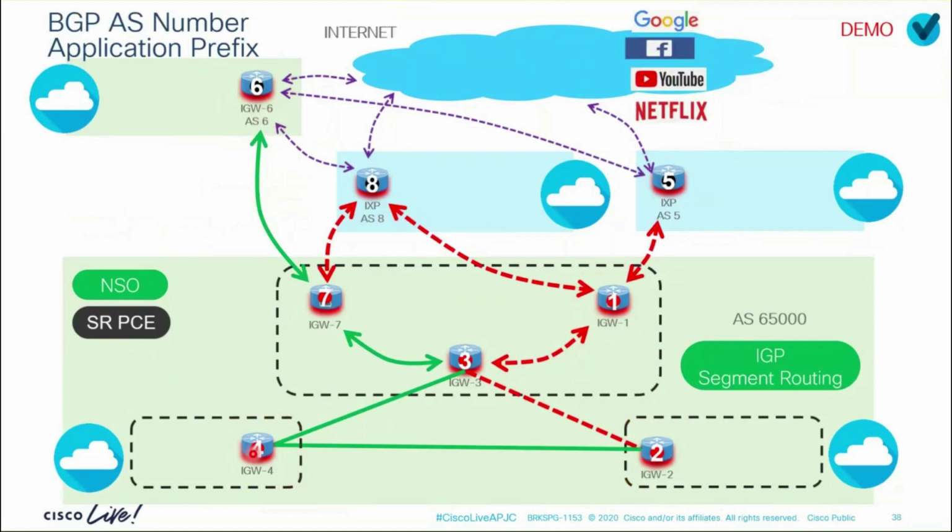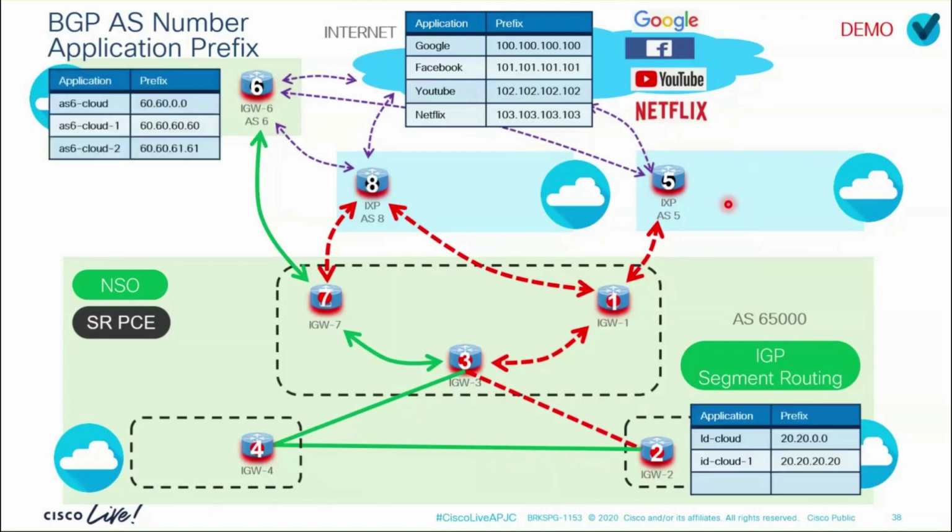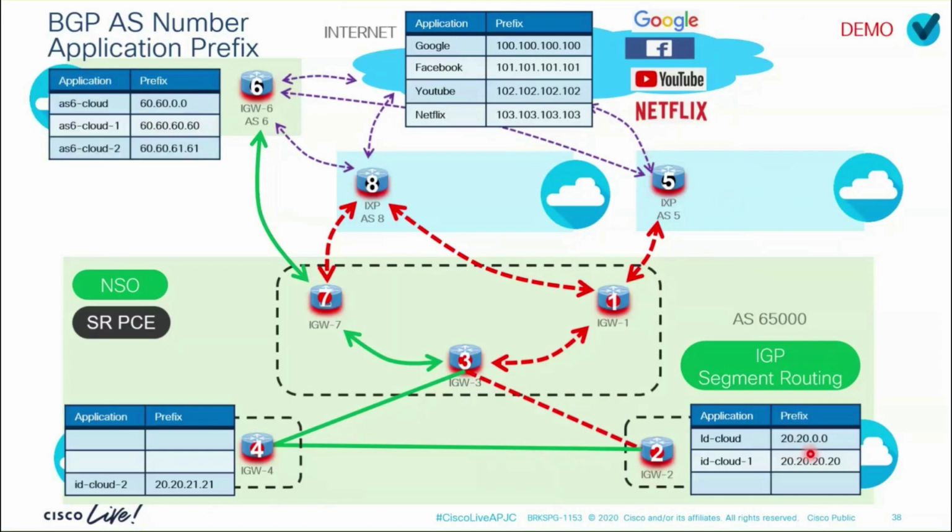I will use the dummy prefix here. I set the Google prefix to use 100, Facebook 101, and so forth. It's actually advertised by router 5 as the internet gateway internet router here, and for the customer prefix it will be advertised by router 2 or 4 with this prefix, and router 6 with this prefix 60. Okay, and later we will use traceroute to verify the network changes.